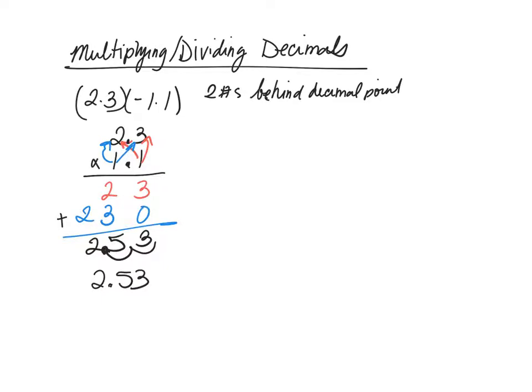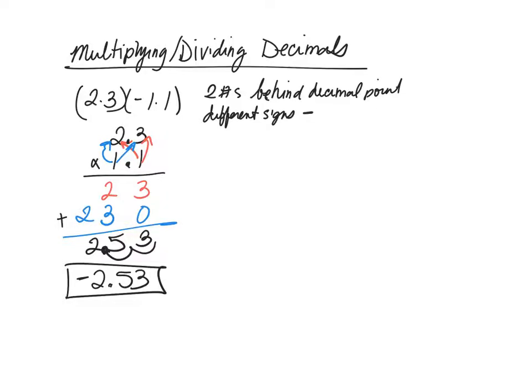2.53. Now let's talk about whether it's positive or negative. Different signs. Answer is negative. So my final answer is negative 2.53. So don't forget in the end that we're also dealing with negative and positive numbers. So we should check to make sure our sign on the answer is correct.